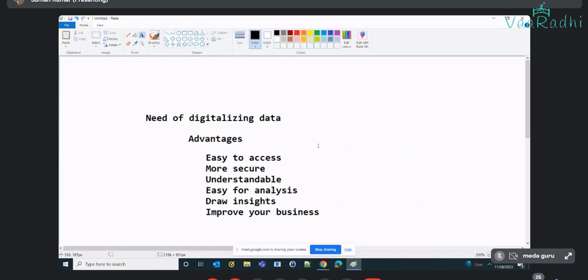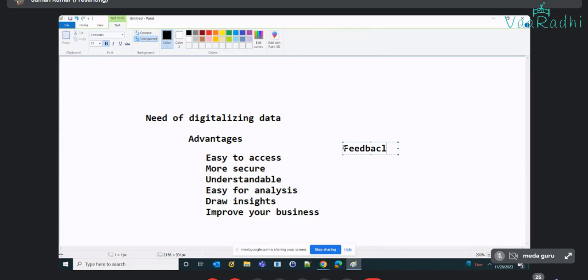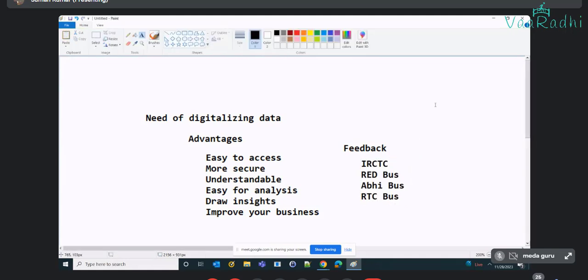Remember, guys, whenever you get a service from IRCTC or some other travels like Redbus that you opt for, they'll ask for feedback. Who has traveled frequently through IRCTC or Redbus? Or Abhibus, even RTC has also started this. They'll simply ask for feedback.